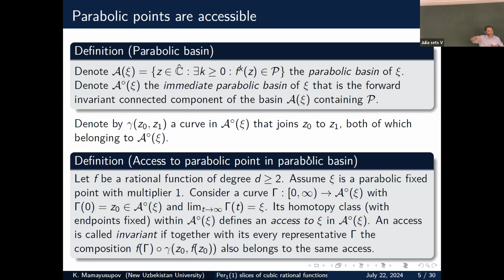So if together with its image, but in parabolic domains, you don't have a fixed point. So you always move from one point to another point. Then here is your image, f(z0). Now you have to join it with any curve. That's why I needed that definition. So now you go along this curve and then follow the image of your path. And if you are in the same homotopy class, then it is in the same access.